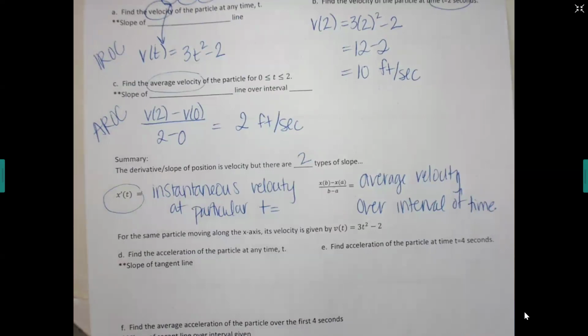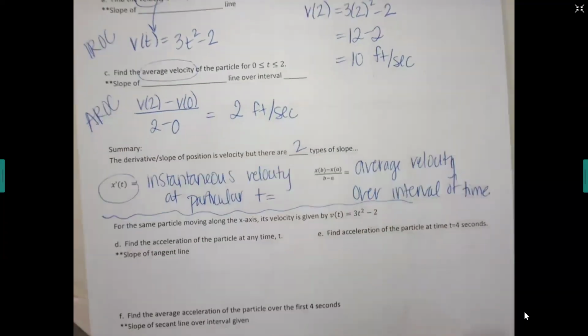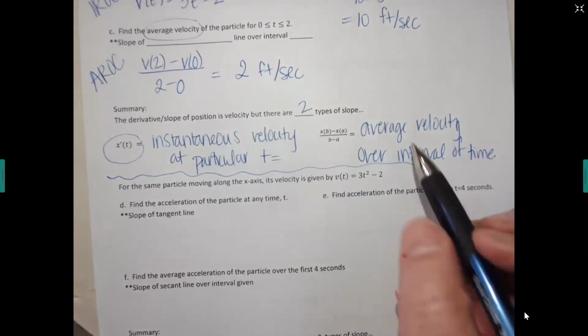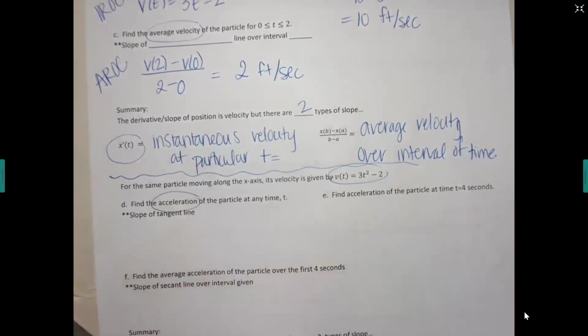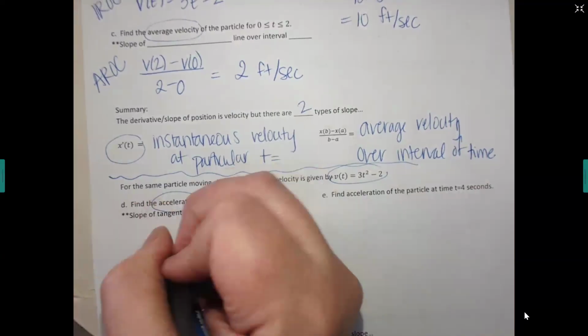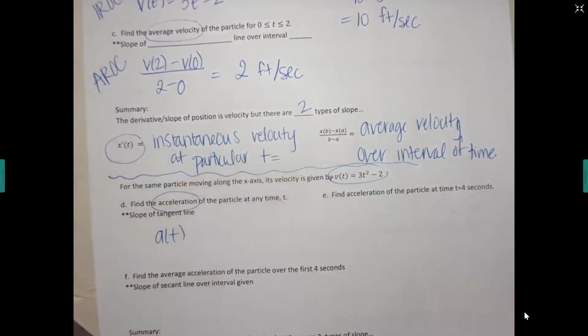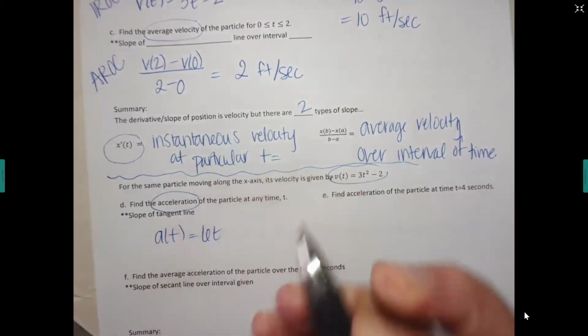So derivative is at a particular instant. Average rate of change is across an interval. You'll use this slope formula. All right, go down to the bottom part of this. So let's do the same thing for velocity. What is the derivative of velocity called? Acceleration. So if I want the acceleration at any time that I want, I'm just going to take the derivative. So a of t would be 6t, and then the minus 2 is gone.